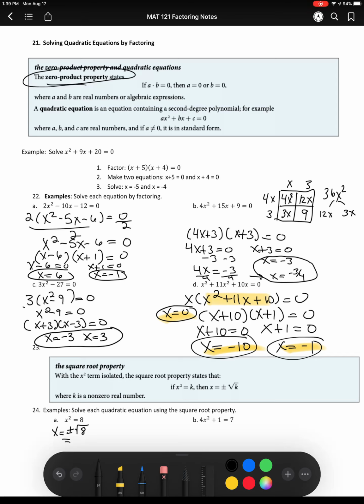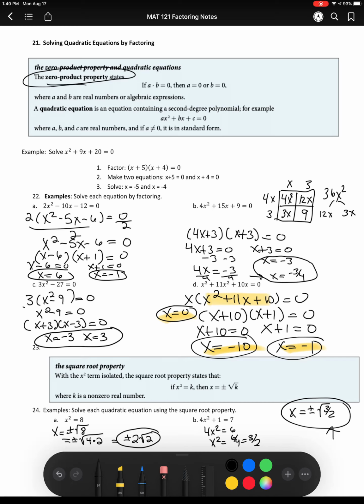And then 8 is the same as 4 times 2, and the square root of 4 actually can come out, and we end up with plus or minus 2 root 2. So that's just simplifying the radical. Part B, we subtract 1 on both sides, so I end up with 4x squared equals 6. Then divide by 4. So that's 6/4, which reduces to 3/2. If I take the square root of both sides, I get plus or minus the square root of 3/2. I can't simplify that anymore, so that is the answer.